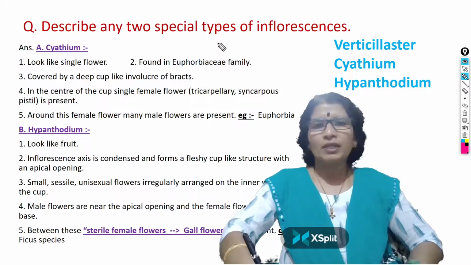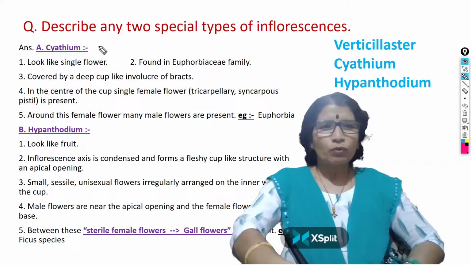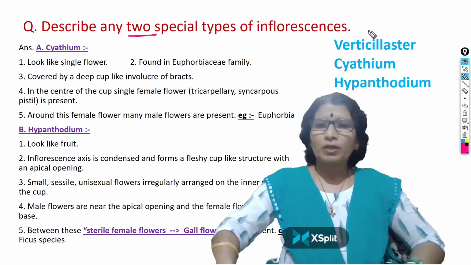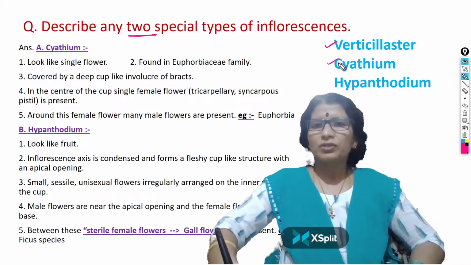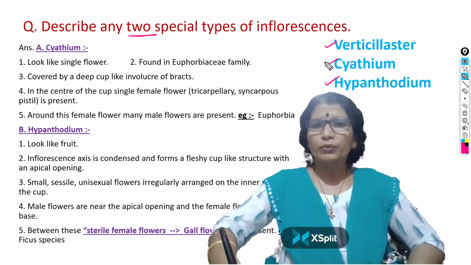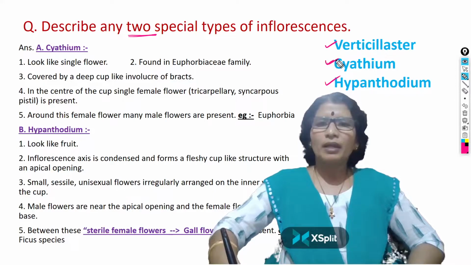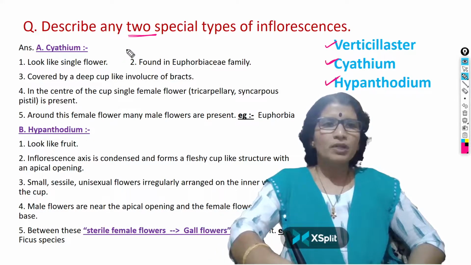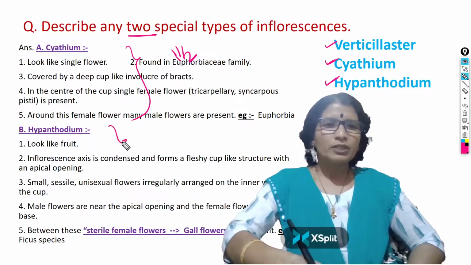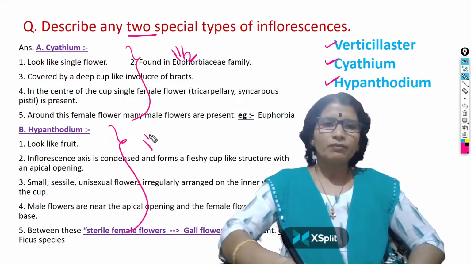Usually on the special inflorescence topic in the examination, the question is in this way: describe any 2 special types of inflorescence. Actually, special inflorescences are 3: verticillaster, cyathium and hypanthodium. So based on the question, the answer needs information about only 2 inflorescences, that is cyathium and hypanthodium. If you write the description about cyathium inflorescence, you will get 1.5 marks. And if you write the description about hypanthodium, you will get 1.5 marks.